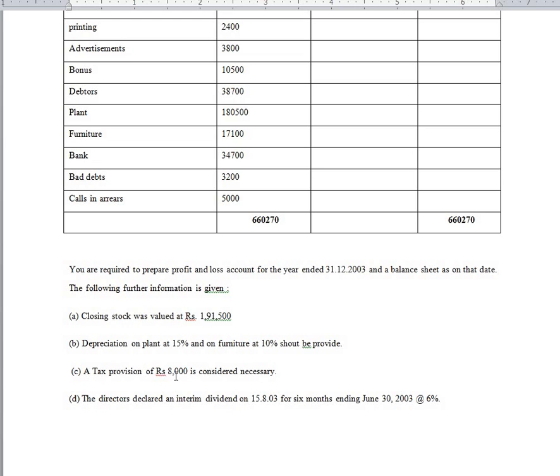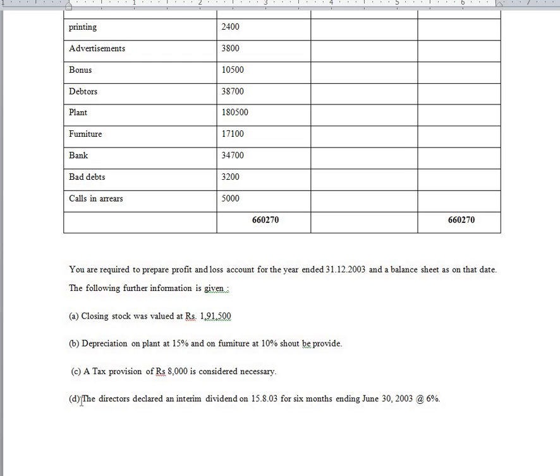Now a tax provision of rupees 8,000 is considered necessary. So there is no percentage of tax given, but a tax provision of 8,000 is mentioned in the adjustment. Next, you can see an adjustment like directors declared an interim dividend on 15/8/2003 for 6 months ending June 30, 2003, which is at 6%.